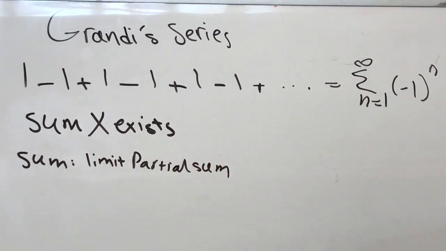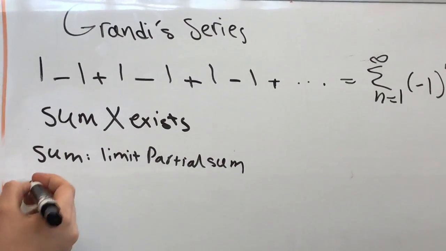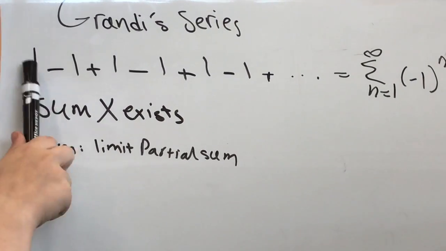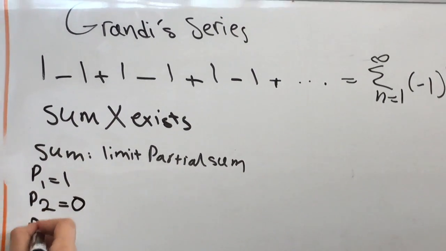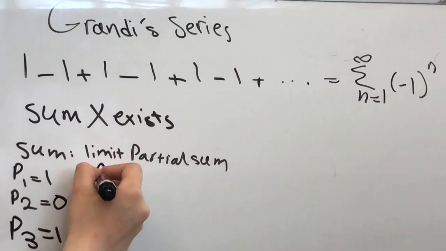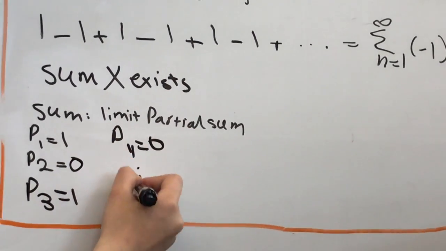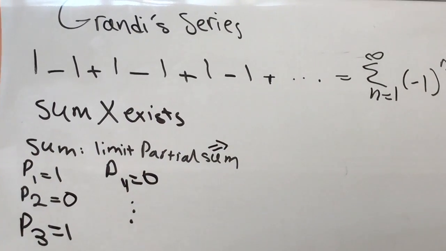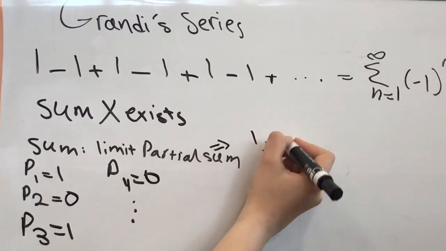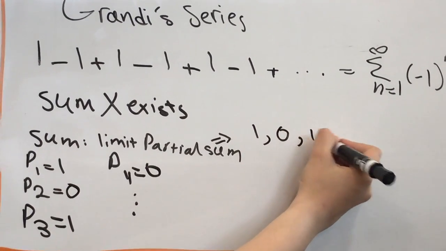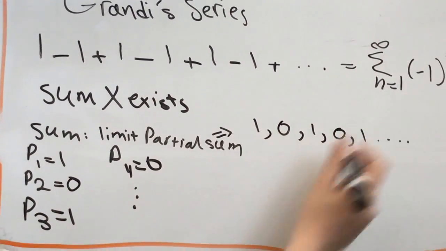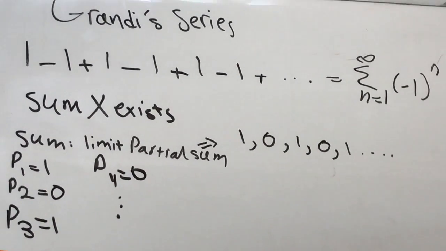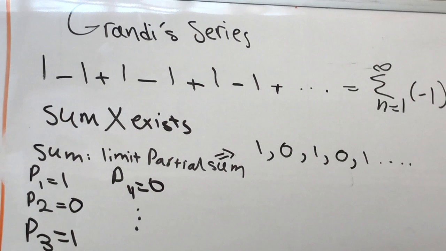But let's look at the partial sum. The first time, the partial sum is going to be 1. And then if you have 2 terms in it, then it's going to be 0. If you have 3 terms in it, it's going to be 1, 4 terms 0, and it will go on like that. So if we want to write a sequence of partial sums, they're going to be 1, 0, 1, 0, and it will go on. As we can see, the limit of partial sums cannot exist because it oscillates between 1 and 0. So that's about this series.